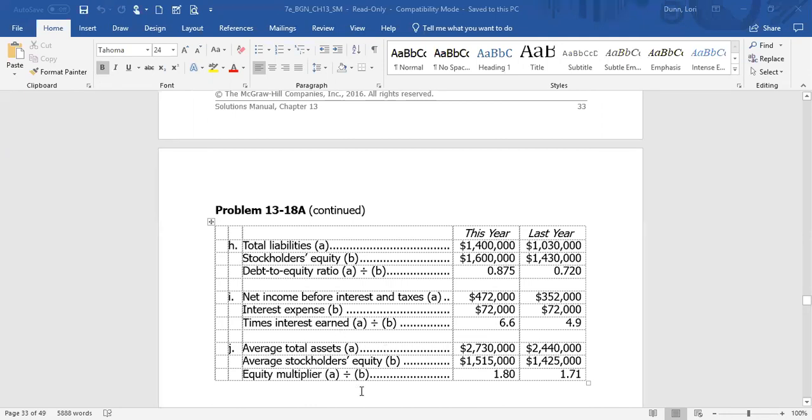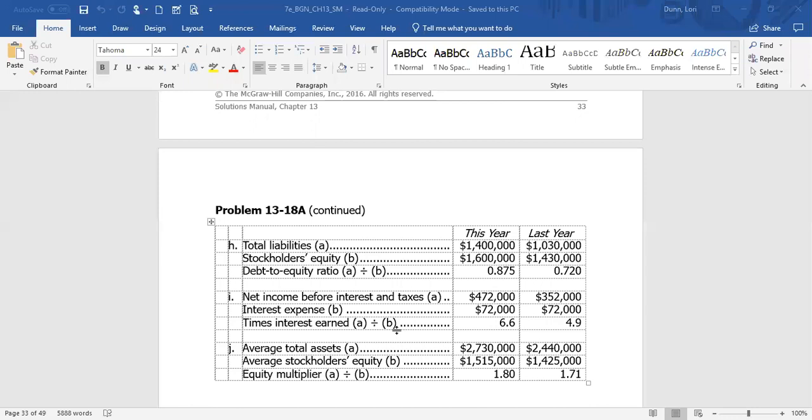The equity multiplier is our final item, and we find that by taking our average total assets. Again, take total assets this year plus total assets the beginning of this year, divide by 2, and divide that by average stockholders' equity, which would be stockholders' equity this year, 1.6 million, plus the beginning of the year, 1,430,000, divided by 2. So you do that calculation for each year.